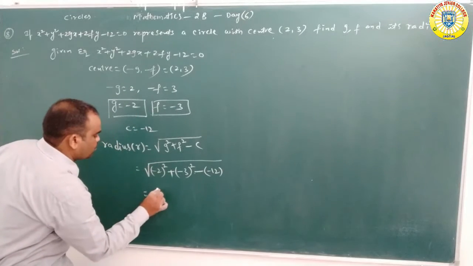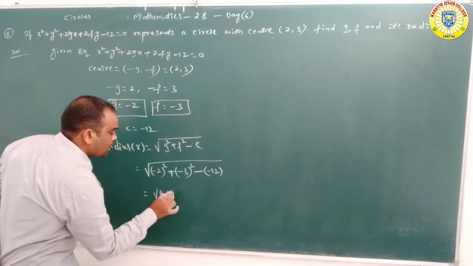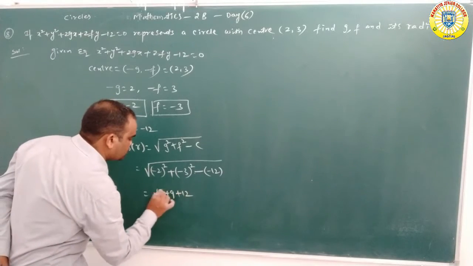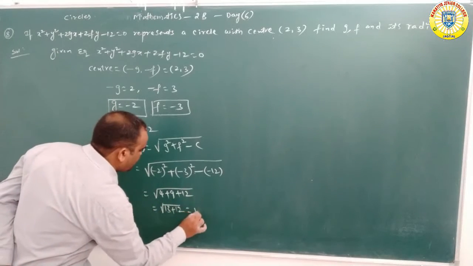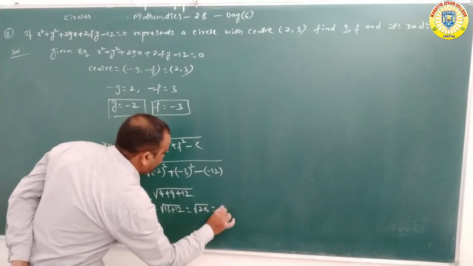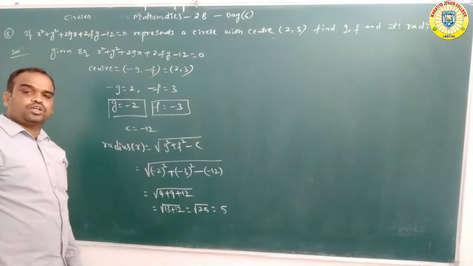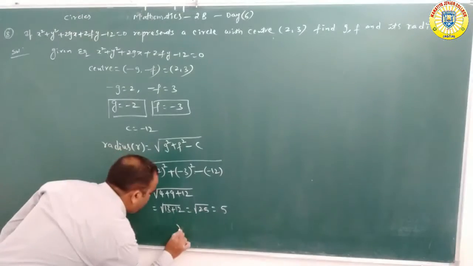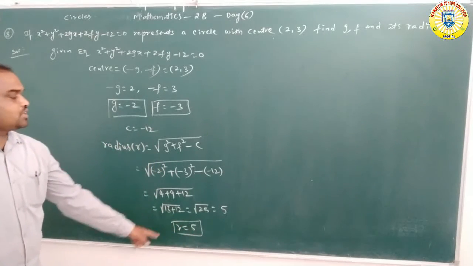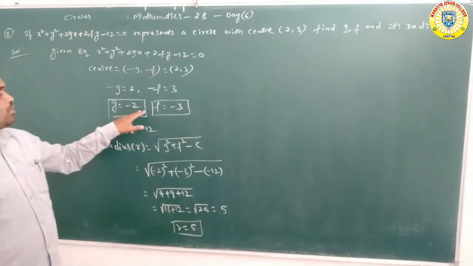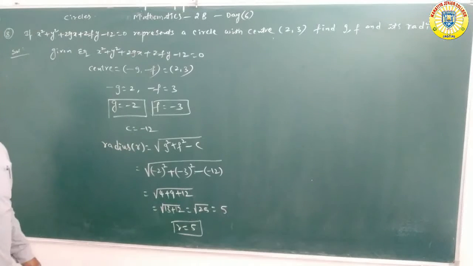So it is the square root of 4 plus 9 plus 12, since minus of minus 12 is plus 12. 9 plus 4 is 13, plus 12 is the square root of 25. Actually it is plus or minus 5, but radius is always positive, so we take plus 5. The radius of the circle is 5, and g is equal to minus 2, f is equal to minus 3. Okay, that is this problem.